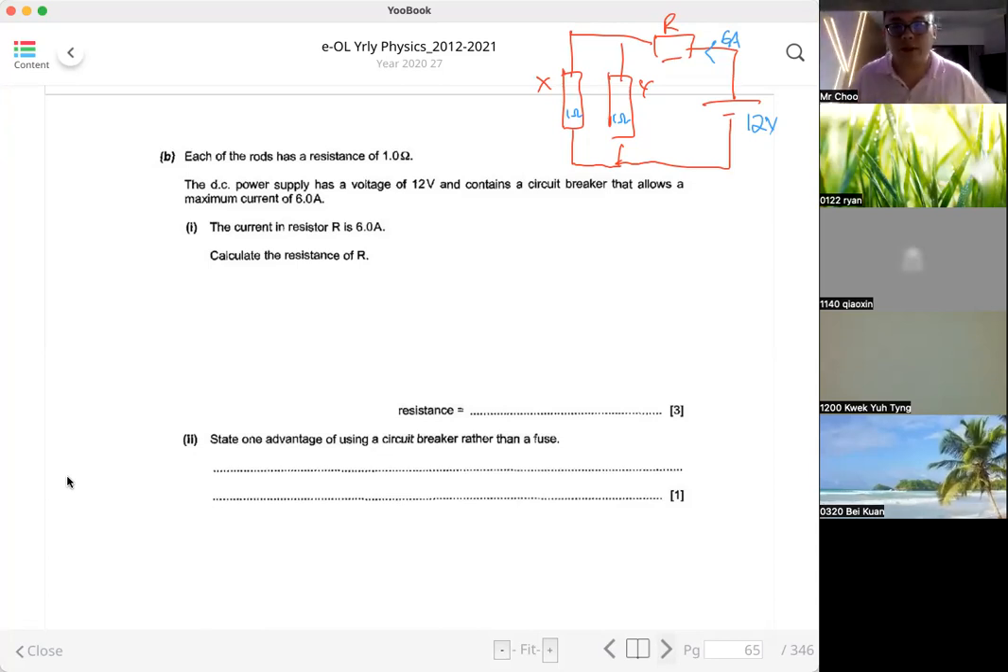Okay, Ryan, your answer is correct for 1. Bei Kwan, your 1 is incorrect. Try again. You must remember, Bei Kwan, the 12 volt doesn't apply throughout the whole of this resistor. Liu Yuting, your 1 is correct. Well done.